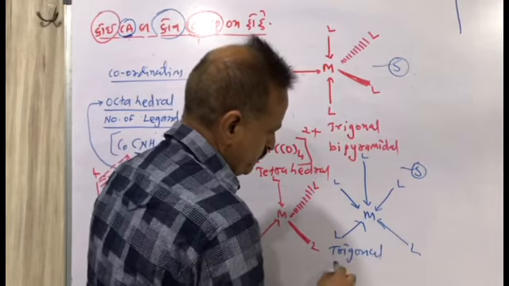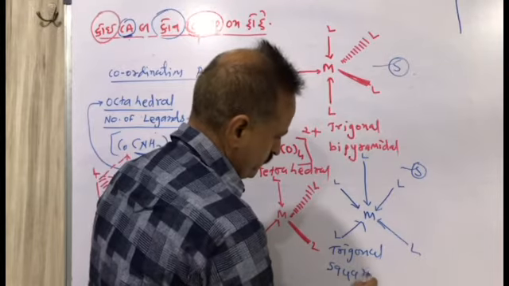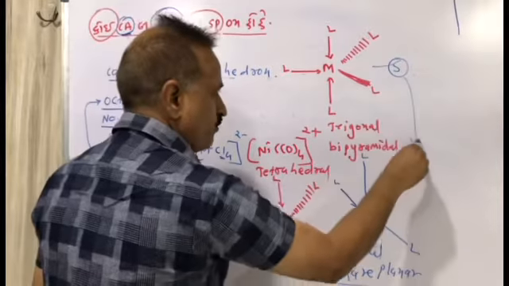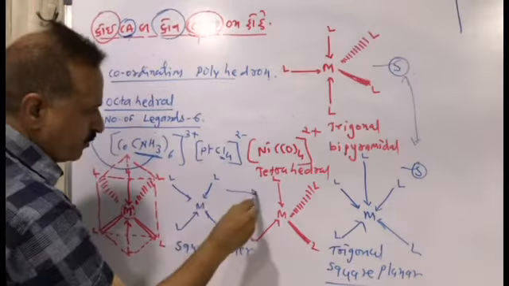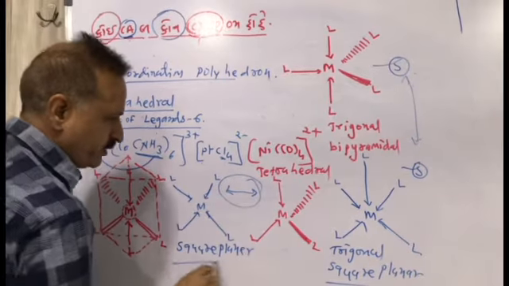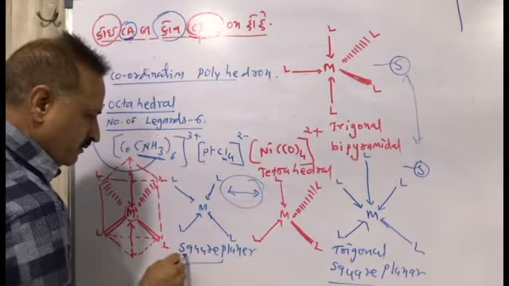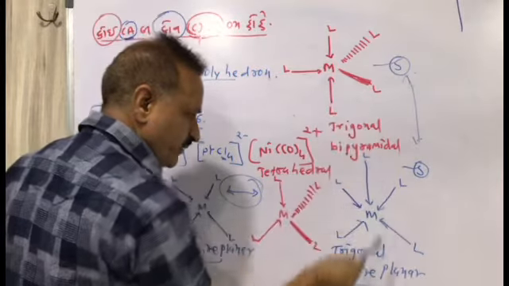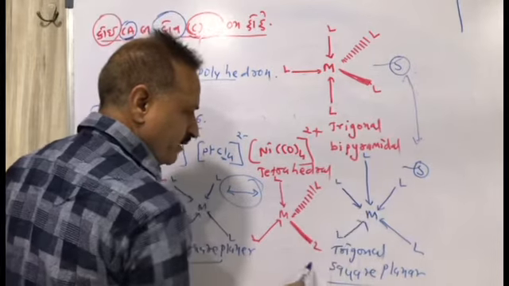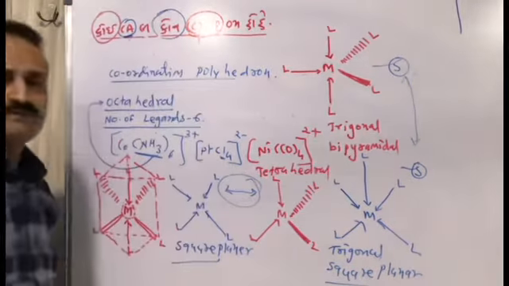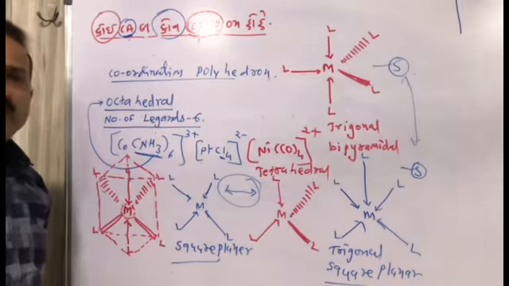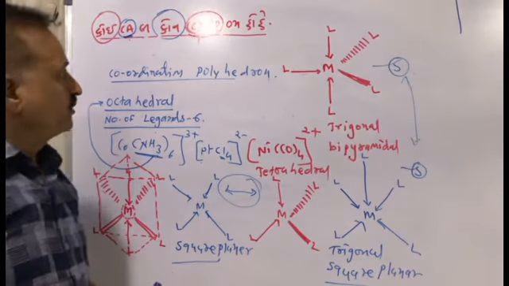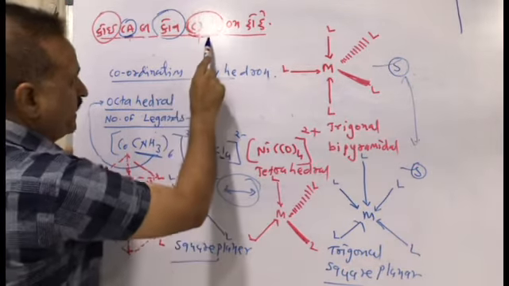Trigonal square planar. So we have two common over here and two common over here. Number of ligands 4, there will be two shapes, square planar and tetrahedral. Number of ligands 5 will give two different shapes, trigonal bipyramidal and trigonal square planar. It is a simple arrangement of ligands surrounding the central atom. So now we are clear over here.